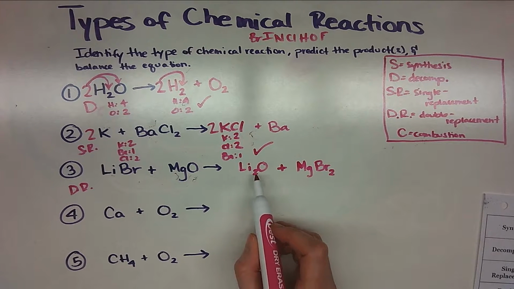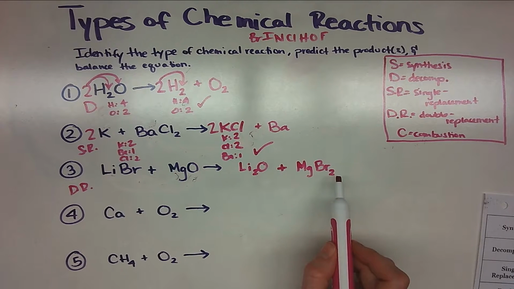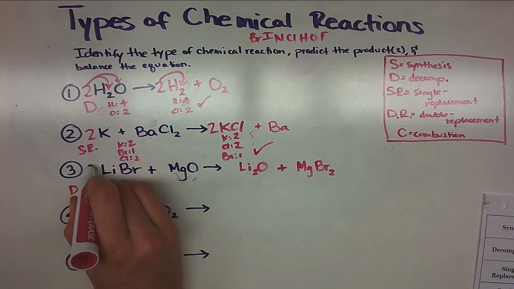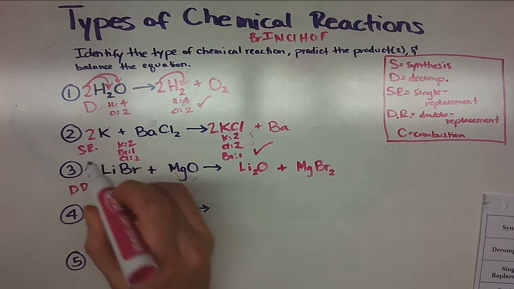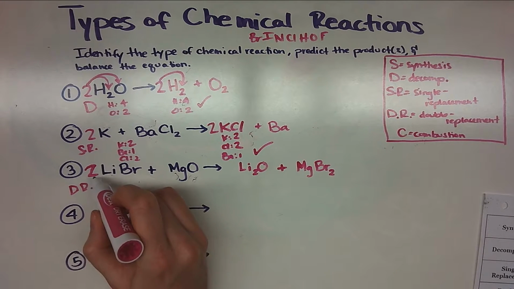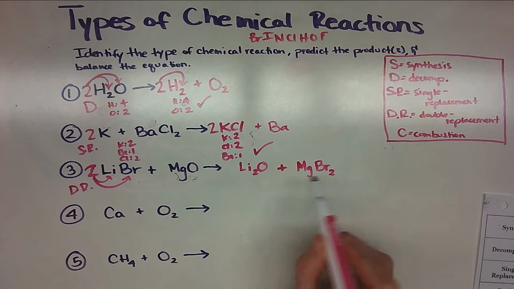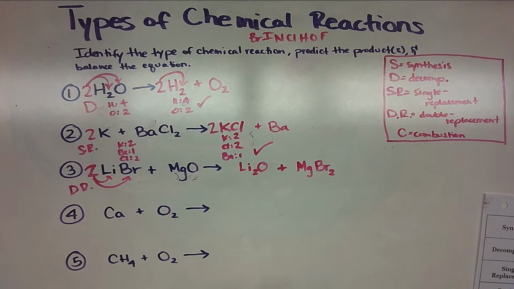I notice I have double the lithium on this side as I do over here. I also have double the bromine on my product side. So I'm just going to speed through this, and I see that by putting a 2 out front of my lithium bromide compound, I now have 2 lithium, 2 bromine, 2 lithium, 2 bromine. My magnesium and oxygen numbers are good. So we're going to carry on there.